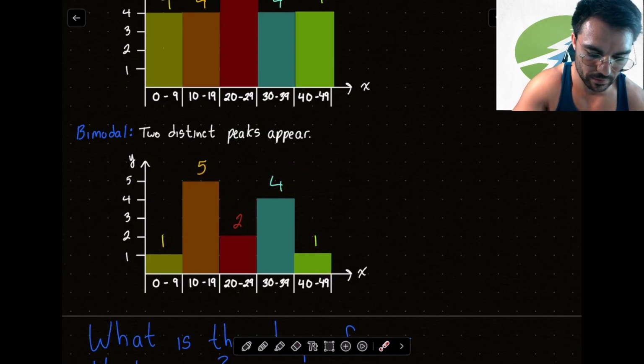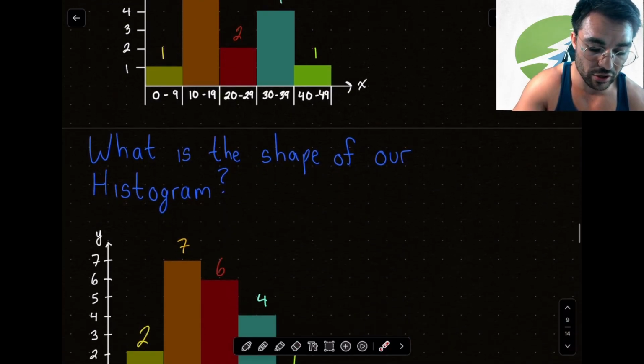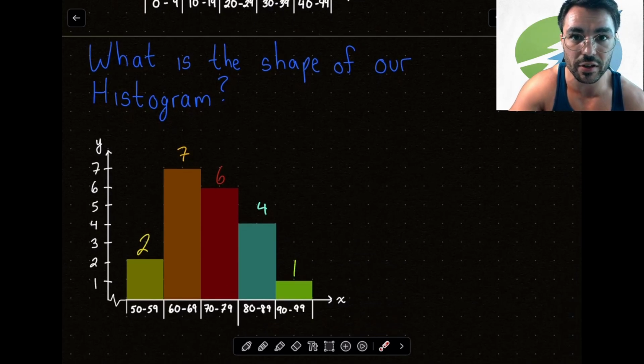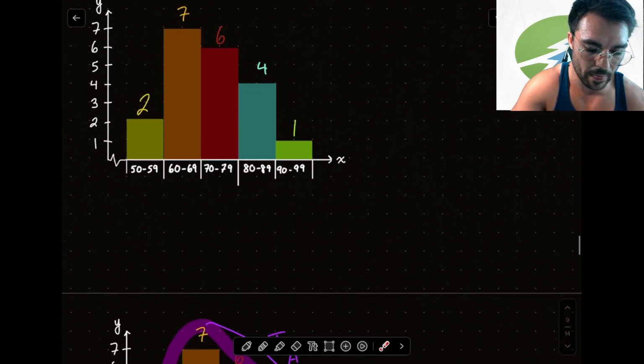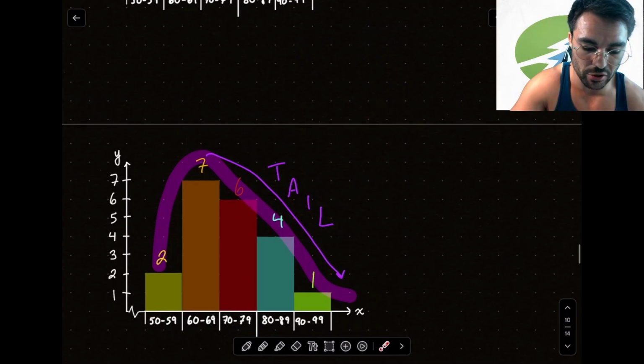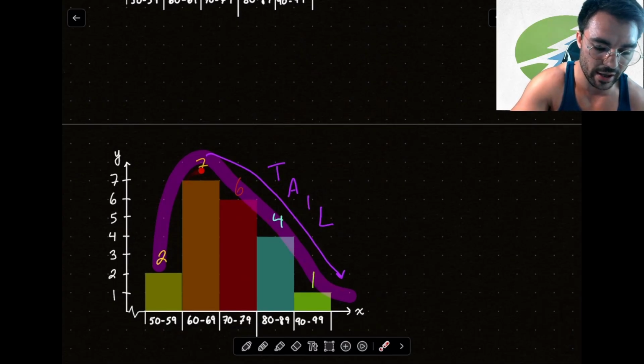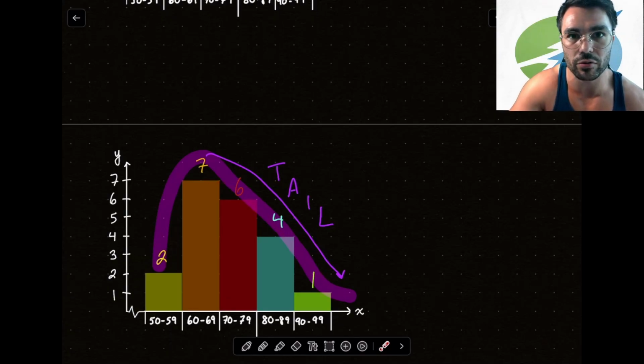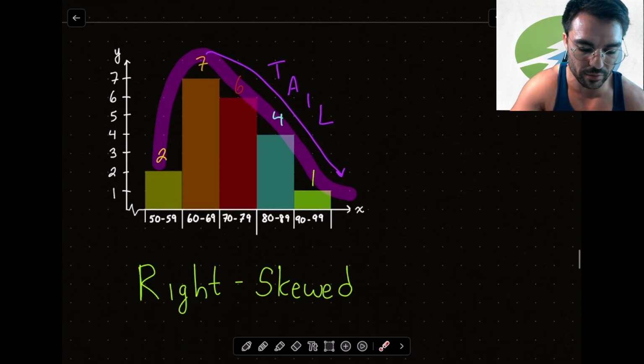So erase this. Okay. So the histogram that we crafted, what would you say the shape of this one is? If you said right skewed, you were correct. You could see we create a tail going to the right side here. It's kind of close to symmetric, but there's too much going on the right and not enough on the left to call it symmetric. So we would say this is a right skewed distribution.